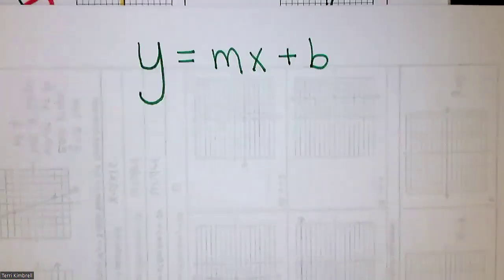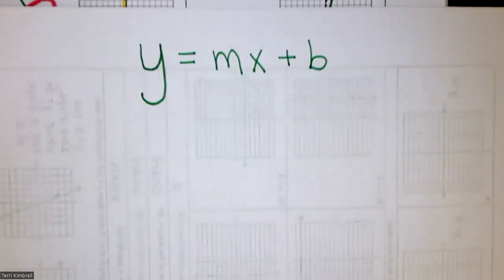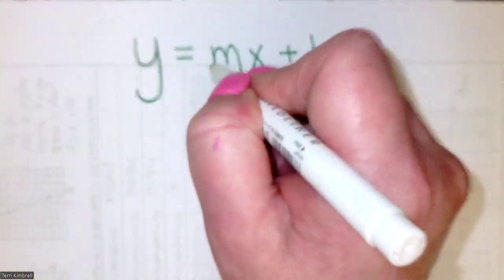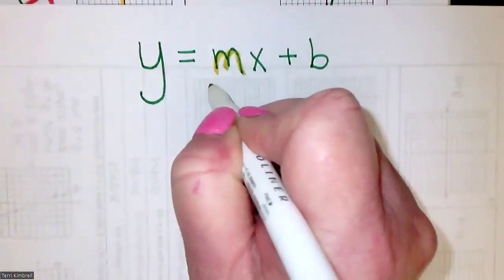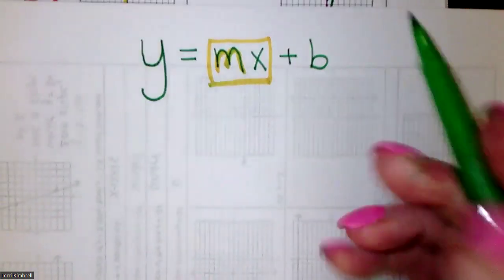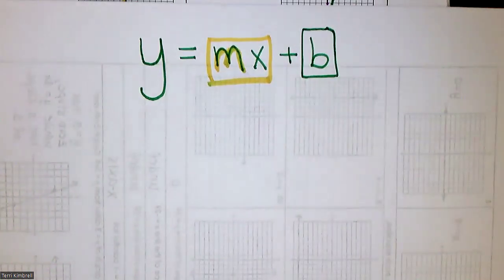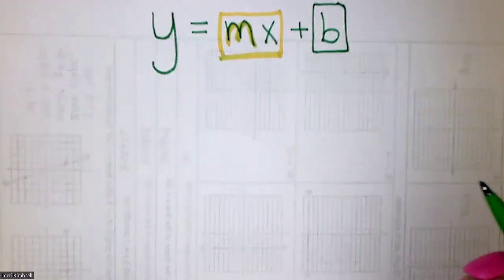Now, if you just have one variable, it's pretty easy. But when you have 2 variables and you have to move some things over, that gets kind of tricky. You always want to put the m first. So you always want your slope to be first. And you always want your y-intercept to be last. Okay, so we want it to be in this form.